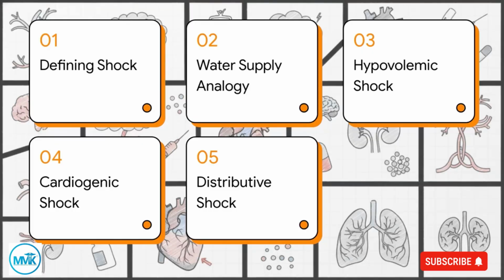So here's our quick roadmap for today. Section 1 is defining shock. Section 2, the water supply analogy. Section 3, hypovolemic, the fluid problem. Section 4, cardiogenic, the pump problem. And finally, Section 5, distributive, the pipe problem.